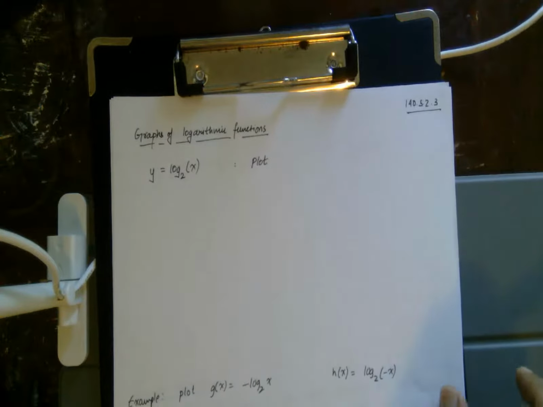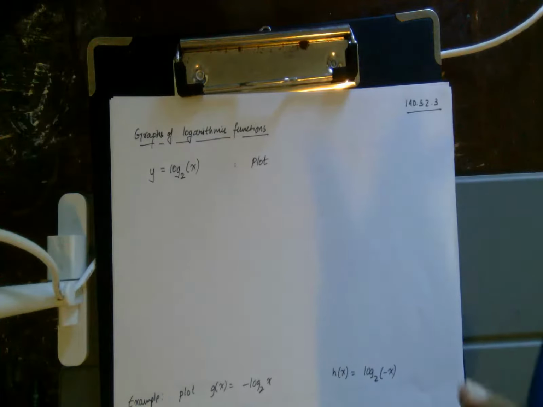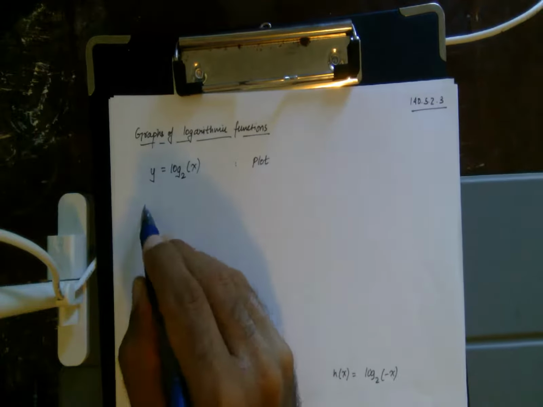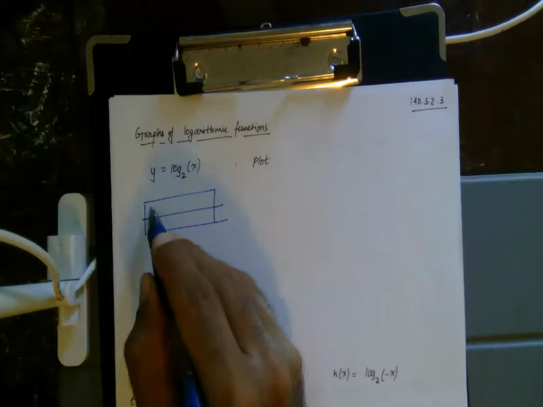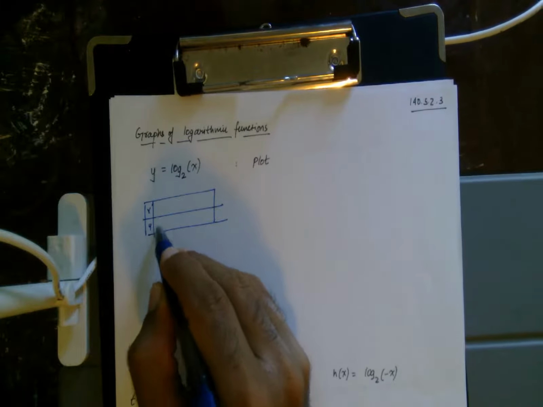So those are the basic properties. Let's look at the graph. Again, we're going to look at two ways here. The first is, let's just draw a chart. X, Y.